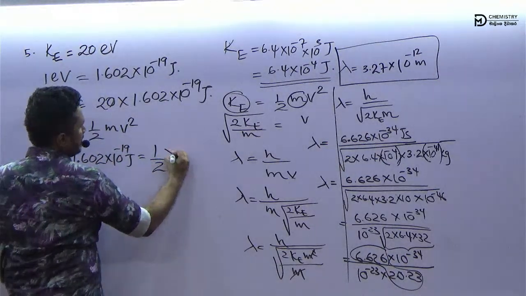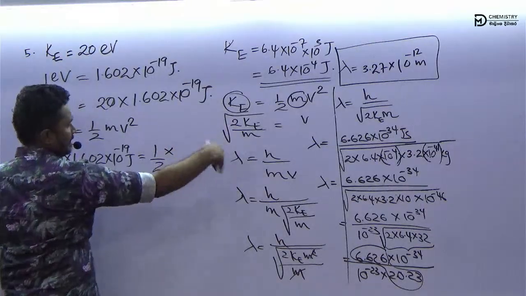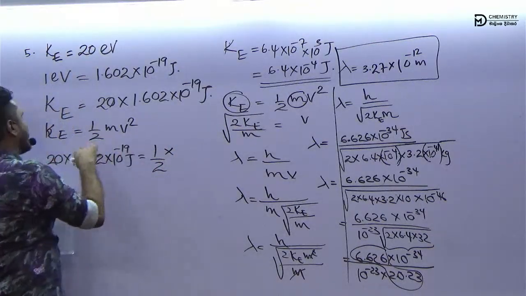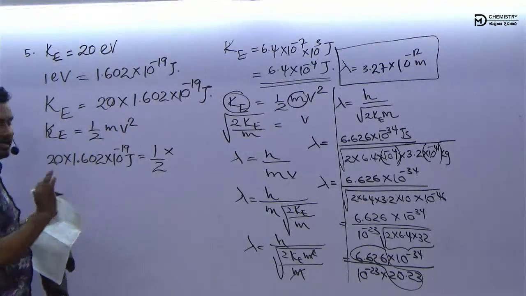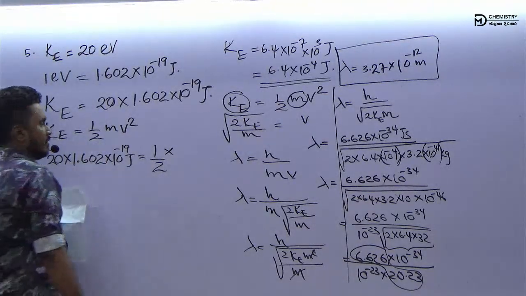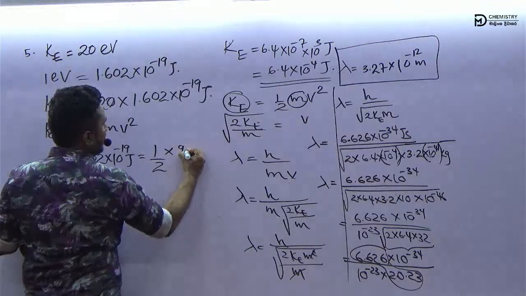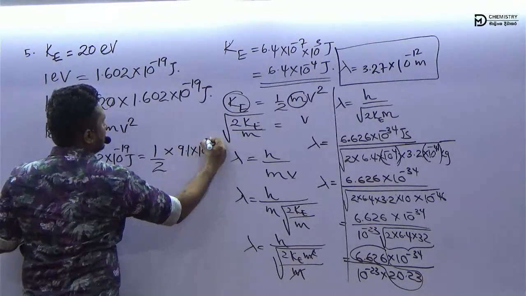The mass of the electron. We can go this way, or we can find v as the final answer and go from there. Children find it this way, no issue. Mass of electron is 9.1 into 10 to the power minus 31 kilogram.